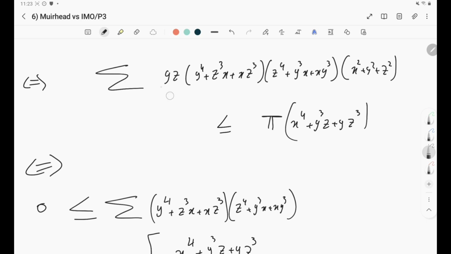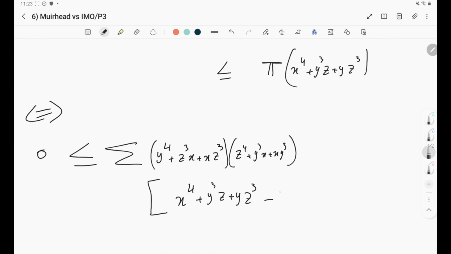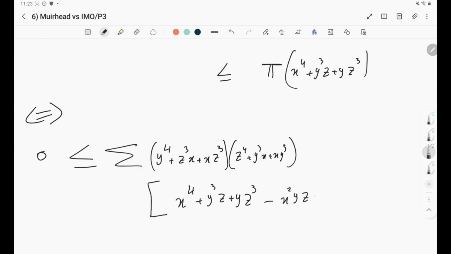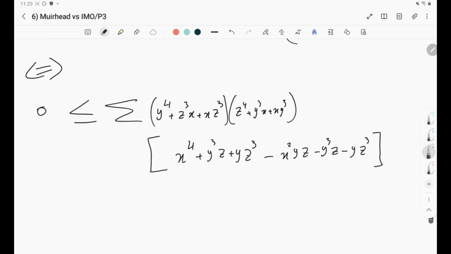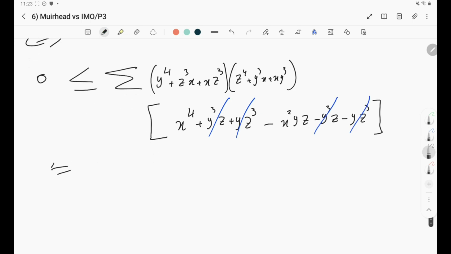This and this. So we need to say minus, let's expand from the beginning, yz times this. This is easy to expand. It's just x squared yz minus yz times these guys, so y cubed z minus yz cubed. And we just need to show this now. Now watch the magic. This cancels, this cancels. So at the end of the day, this is the same as showing 0 is less than.